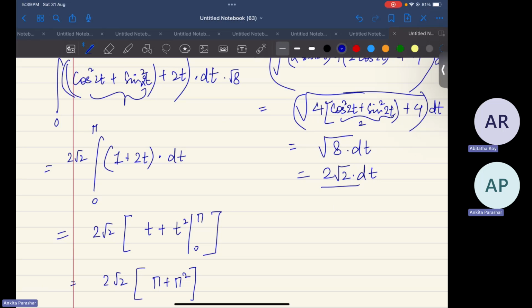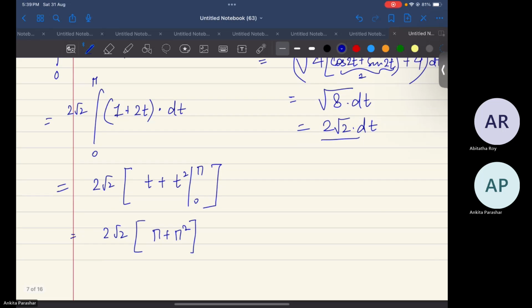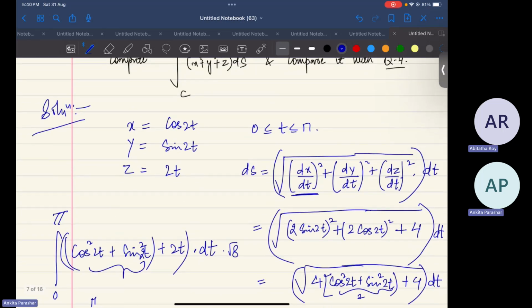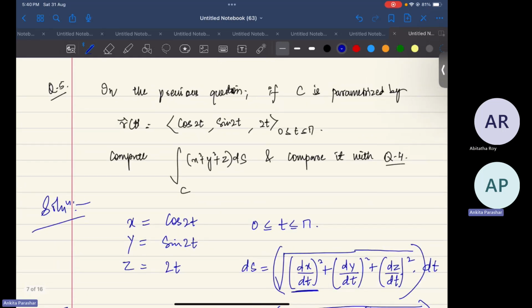Is that answer the same as what we got in the last part? It is. So the observation is that when you parameterize the curve in two different ways, it does not change the area, or it does not change the line integral. This is the first observation, right? The question is, geometrically, how are these parameterizations related?